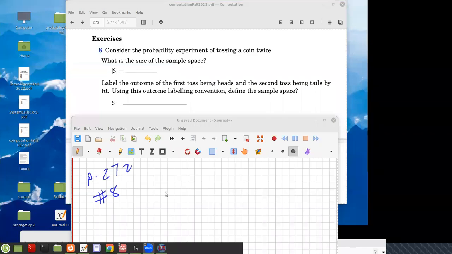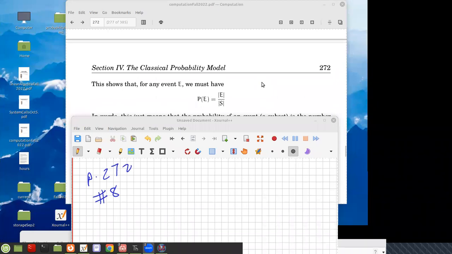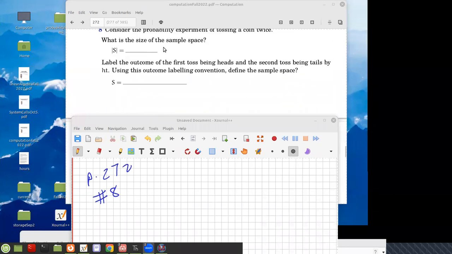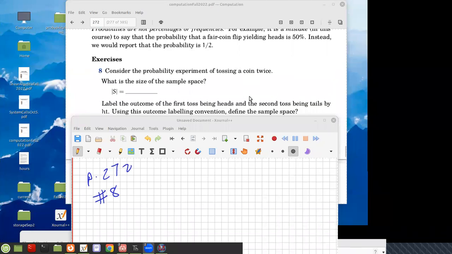Okay, so let's continue with problem 8 on page 272 in the text, which, if you look up here, is page 277 in the PDF, but it's labeled page 272. Well, what's the sample space size? We're tossing a coin twice, so you can have heads or tails on the first one, heads or tails on the second one. So the sample space size is equal to 4, because 2 times 2, those are independent events.